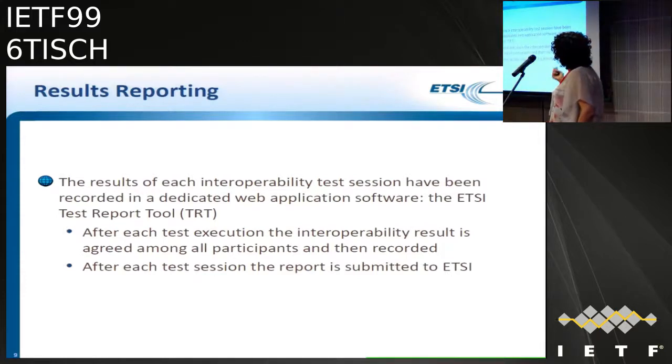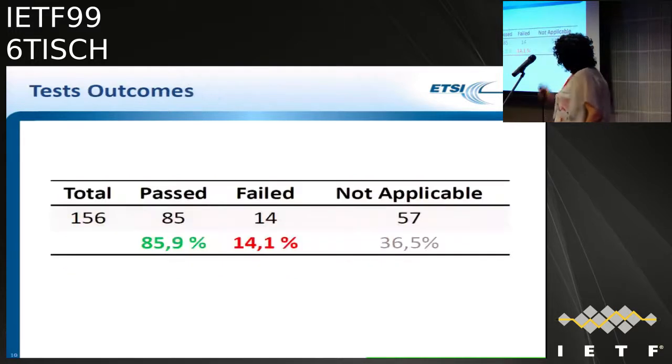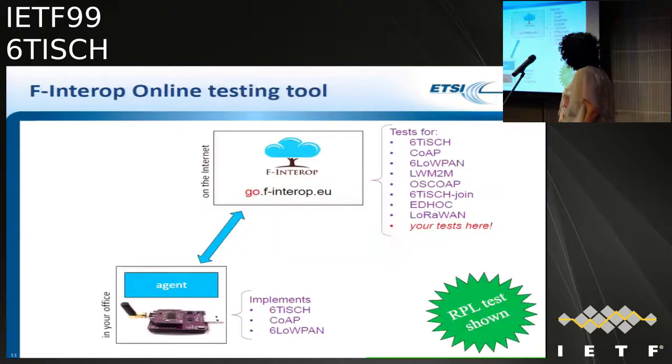Once we finished the tests, all the companies involved were able to report the results of the tests using a test reporting tool provided by ETSI. And this is very efficient. It allows us to record and then compute the statistics easily. Here are the results. As you can see, it was a great success. We had almost 86% of the tests passed, and there were a few tests that were not applicable, mainly those related to security, and in particular, all the successes confirmed that RFC 8180, so minimal, is working and interoperating properly among the different five implementations. So this was great.